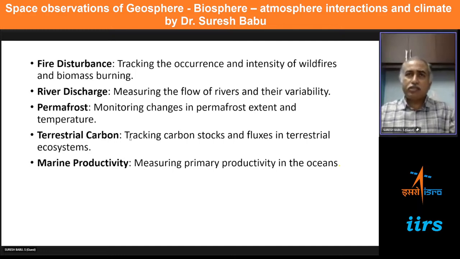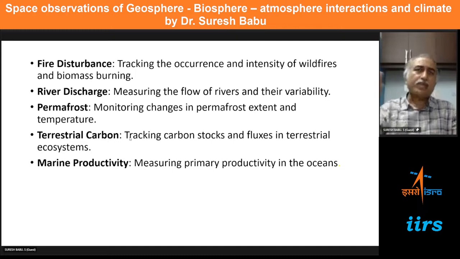And ISRO has made conscious efforts in this direction. Our NRSC has a Bhuvan portal to exchange this data with the public community, and we can use it for different climate-related studies.